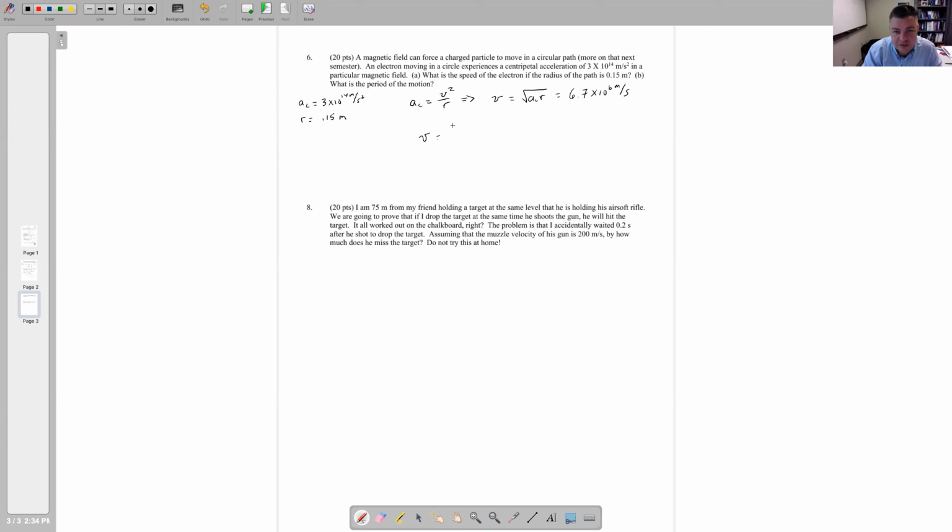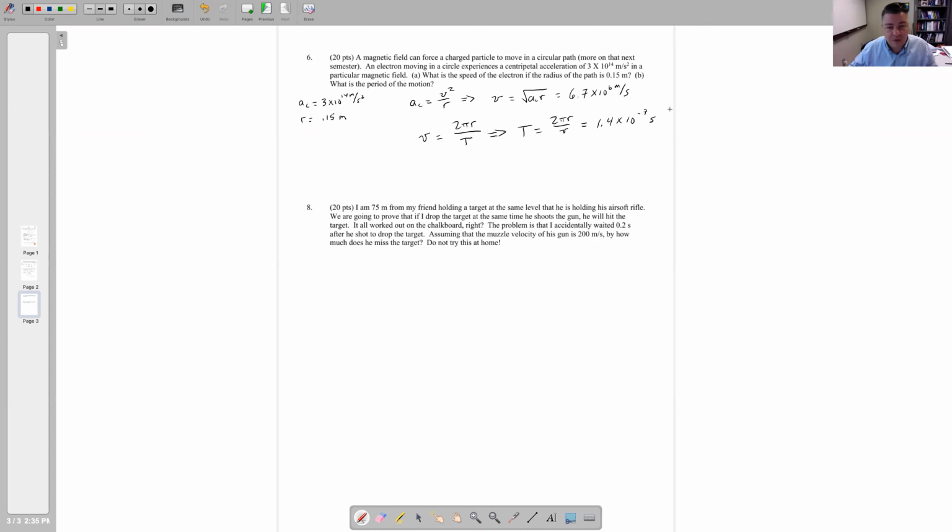Well, if you remember, the speed is the circumference of the circle that's being created in the circular motion divided by the period. The period, just by definition, is the time to go around once. So from here, T is 2 pi r over v, which is 1.4 times 10 to the negative 7 seconds. All of this happens very quickly.